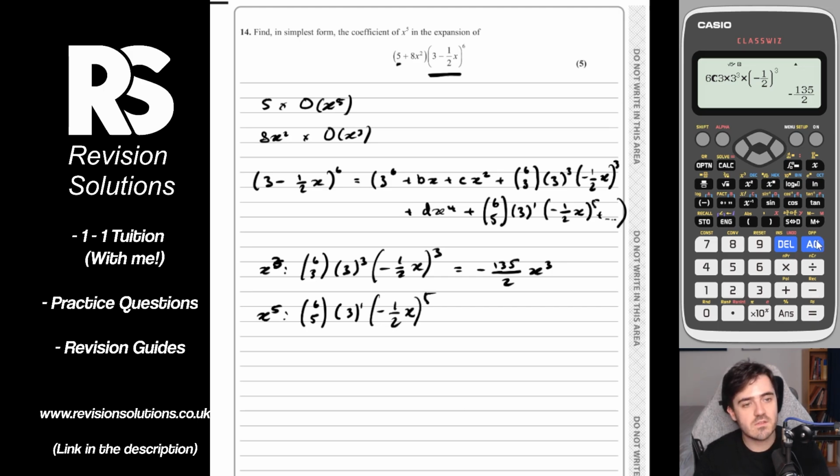Plugging that in the calculator now, we have 6 choose 5 times 3 times minus a half, all to the power of 5. And again, we'll put that x on ourselves at the end. So that's minus 9 over 16 x to the 5.